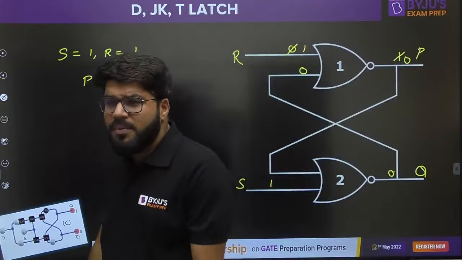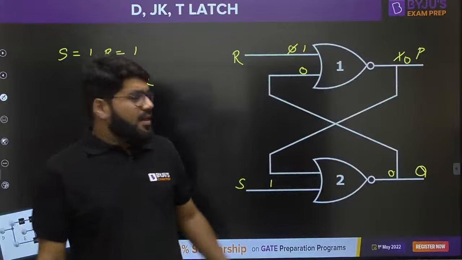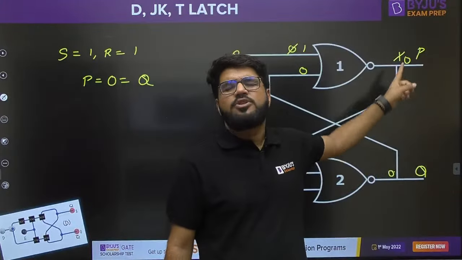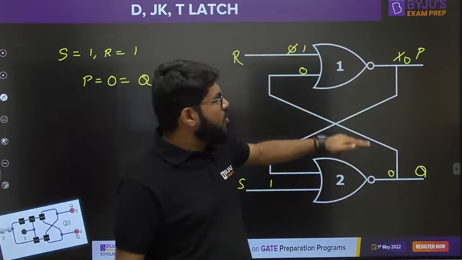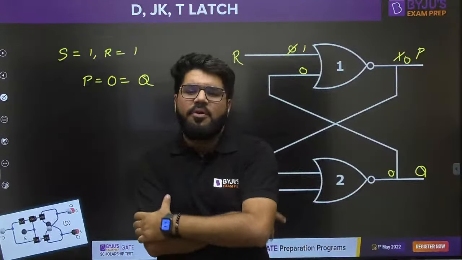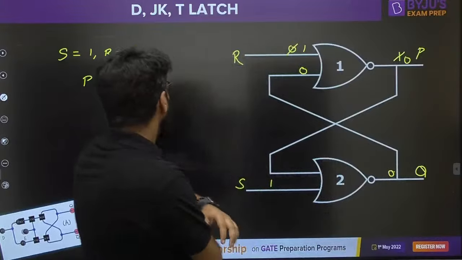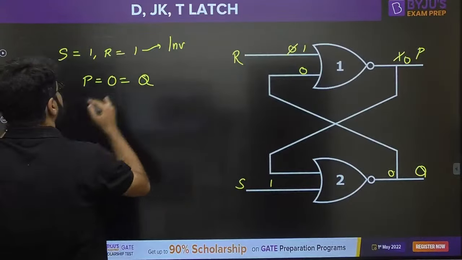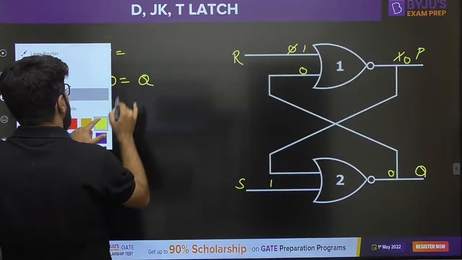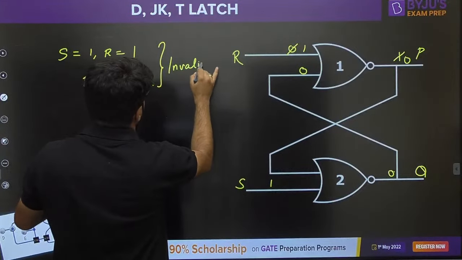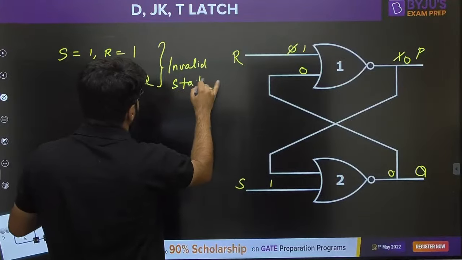Is this the actual problem? We know that every latch should have 2 outputs and they should be complements of each other. They are not complements of each other, but is this the real problem? No, the real problem is something else. This was named the invalid state, so the device has now entered the invalid state. What is the real problem?